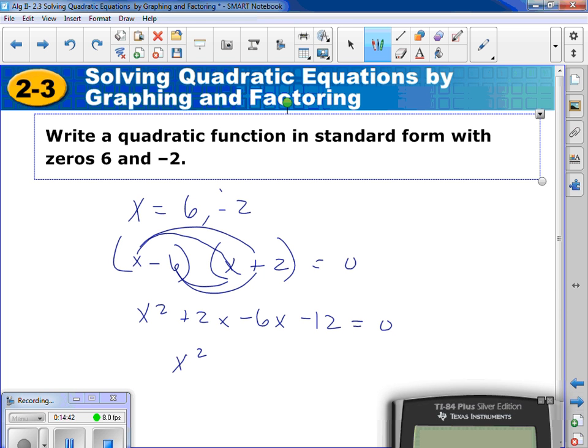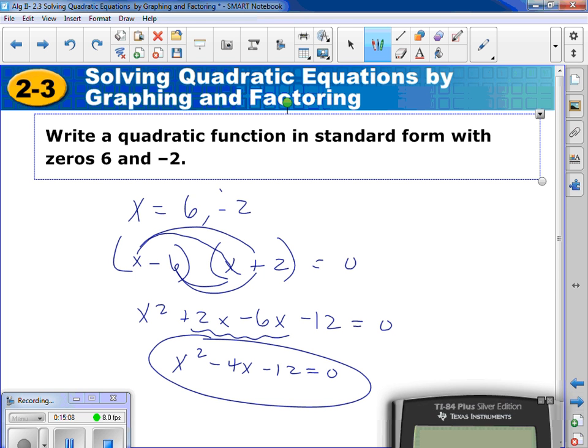Where'd you get the minus 4 from? Positive 2x and negative 6x is negative 4x, minus 12 equals 0. That is your answer. The only thing you're doing is starting at the answer, working your way backwards. Now, that is one possible answer. This one could have numerous answers.